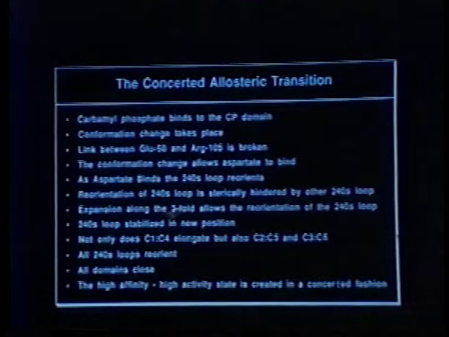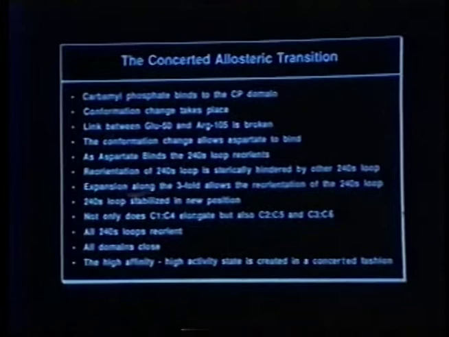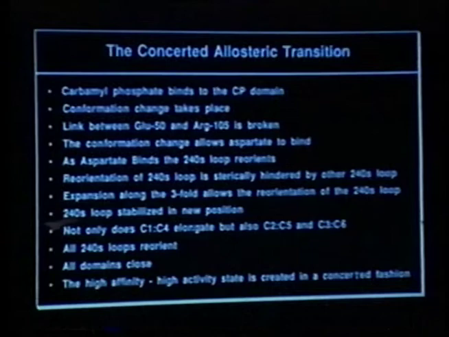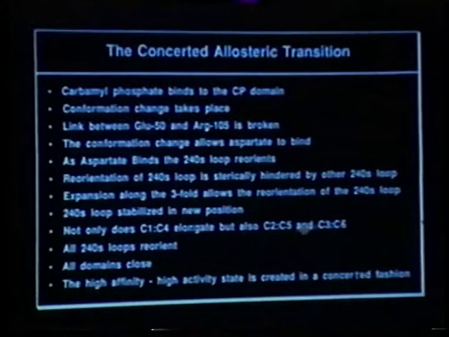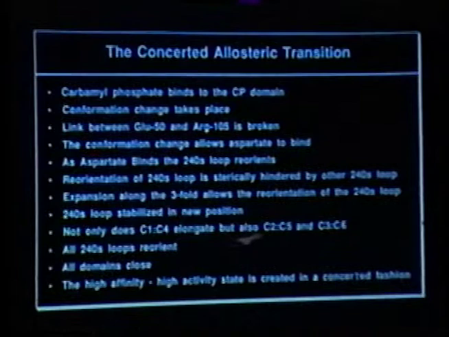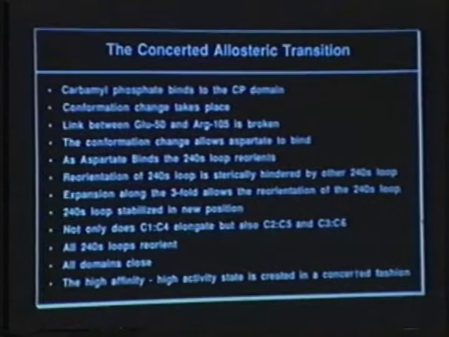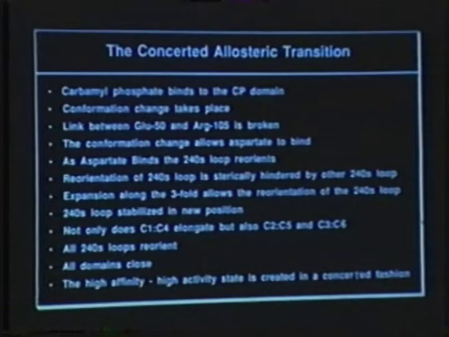So the expansion along the threefold axis allows the reorientation of all the 240s loops, and you can't just orient one without reorienting all of them. And so the transition, at least the homotropic transition, is cooperative. The 240s loop is stabilized in the new position. C1, C4 elongates, C2, C5, C3, C6. That's all one catalytic trimer, C1, C2, C3, the other C4, 5, 6. And so all 240s loops reorient, all the domains close, and the high affinity, high activity state is created in a concerted function. Schachman and Foote have shown that one PALA molecule bound to the enzyme with six active sites will make the conformational change. So that's the end of the homotropic effect.